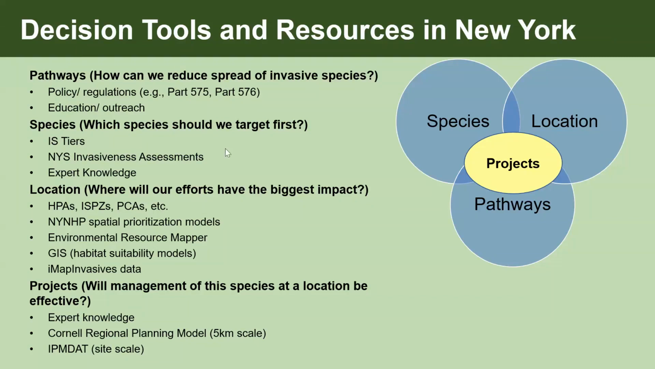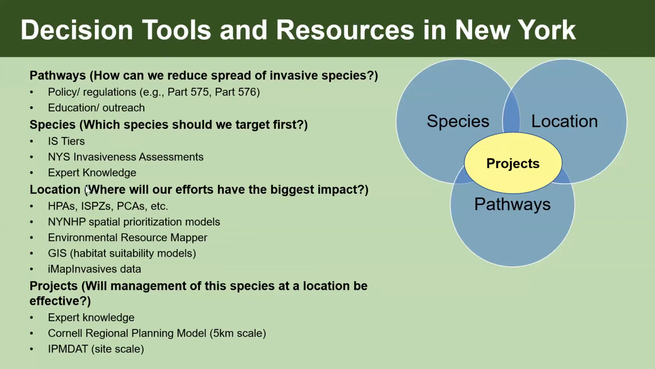When we're thinking about locations, different groups use different acronyms, kind of an alphabet soup. We've got high priority areas, or maybe high probability areas, depending on how you're defining that. ISPZs are those invasive species prevention zones that were used by some of the PRISMs. PCAs, priority conservation areas, also used by some PRISMs. And so there's just different ways that groups or agencies have used to prioritize their locations.